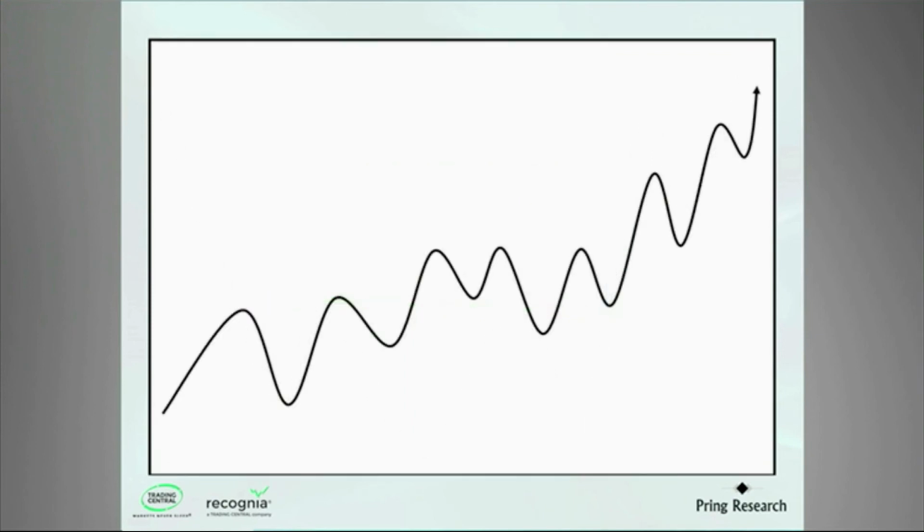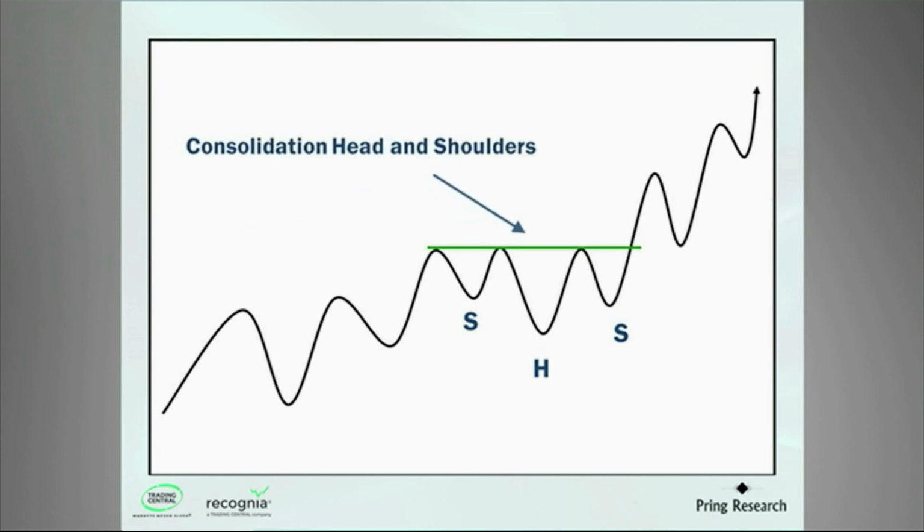Inverse patterns, as we see here, also come in the continuation or consolidation variety, where we apply the same volume characteristic rules as we would for the reversal formation. Here we see the application of a measuring objective.